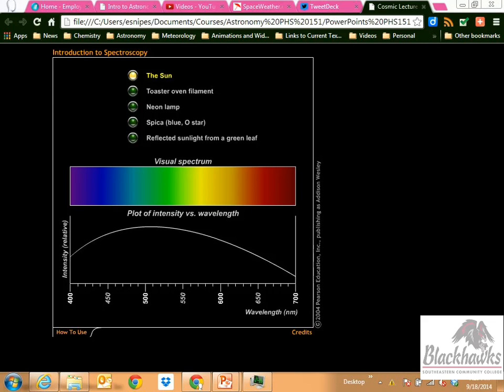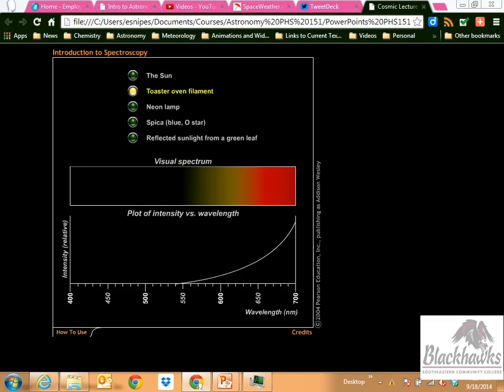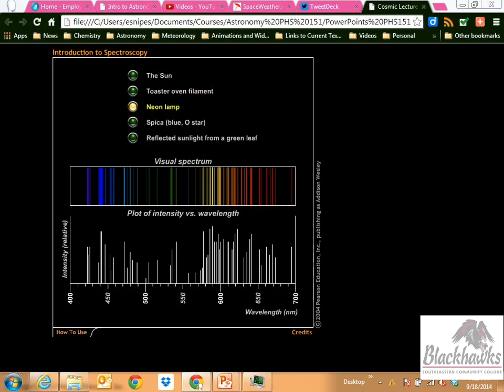So the first one's the sun, okay? Looks like a continuous spectrum, Kirchhoff's first law. Toaster oven filament. Okay, I buy that. Toaster oven is basically, remember I told you the other day, infrared is on the other side of red, right? And infrared is actually heat. Okay, let's see, neon lamp. Our eyes just kind of blend all that together. It's a neon lamp. Isn't that cool?